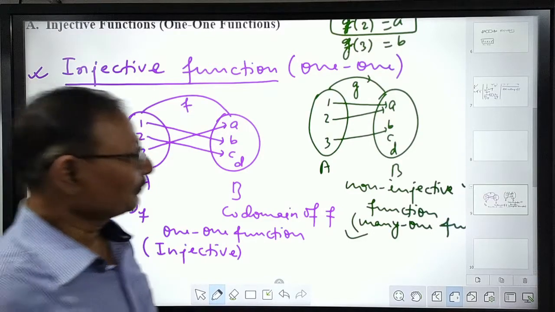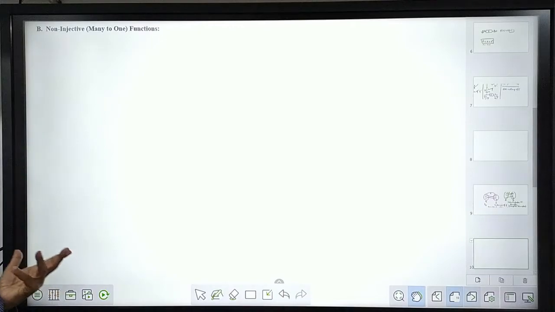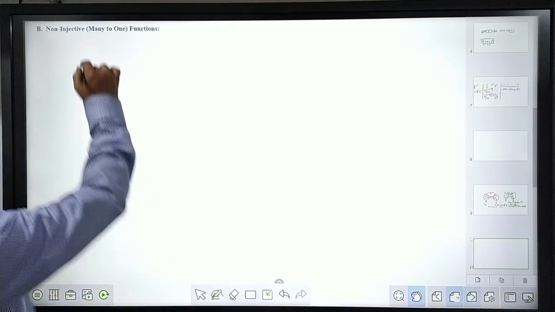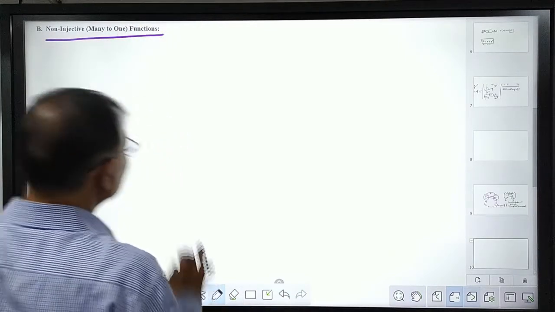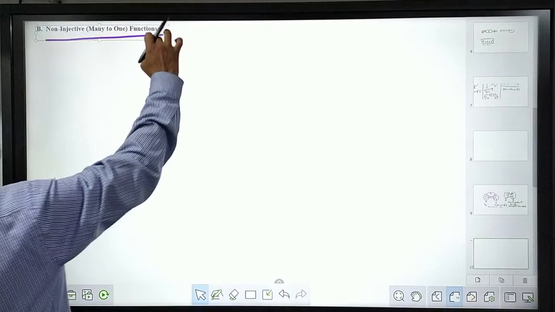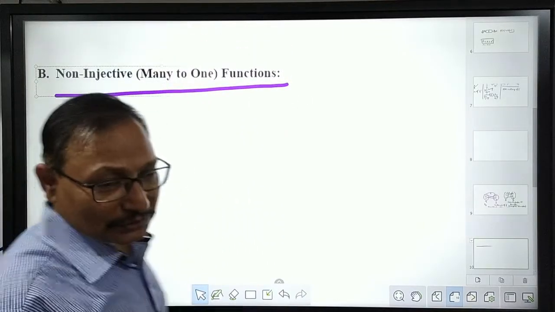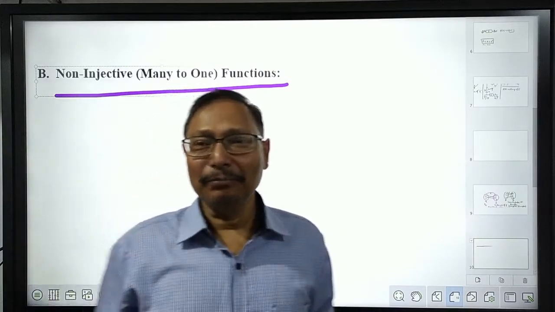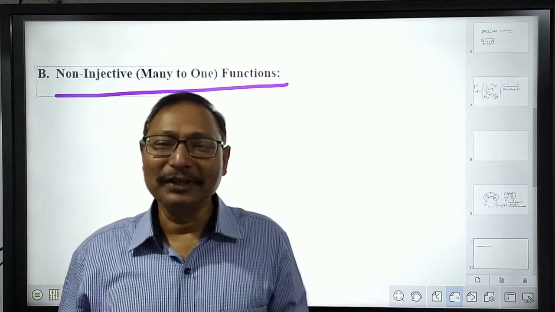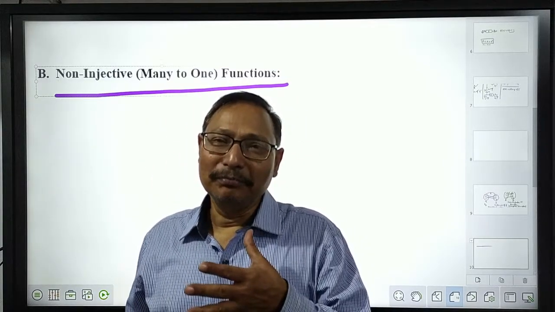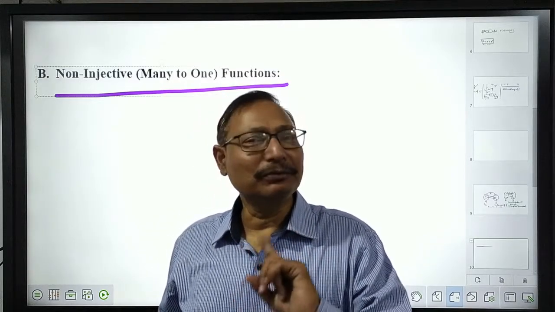So clearly, injective and non-injective functions are now, I think, clear to us. A non-injective or many-to-one function, as it is written here, is very easy to understand now. I hope none of you are amazed to see that a function may have such a situation. A function may have pairing of all the elements of the domain with a single element of the codomain.